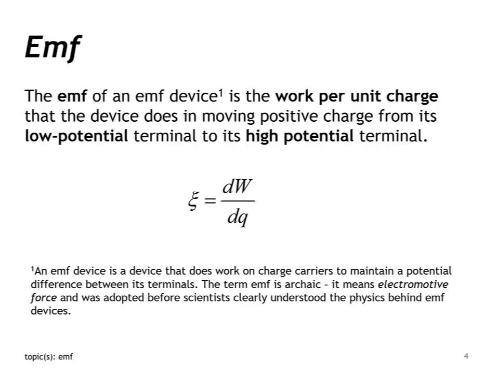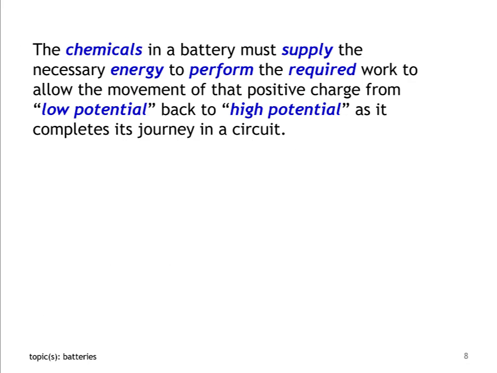So one of the most common sources of EMF is a battery. So what provides the energy that batteries require in order to serve as the mechanism to do work to move charges from low to high potential? Well, it's the chemicals in a battery that must supply the necessary energy to perform the required work to allow the movement of positive charge from low potential back to high potential as it completes its journey in a circuit loop.